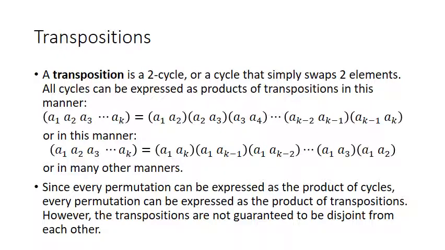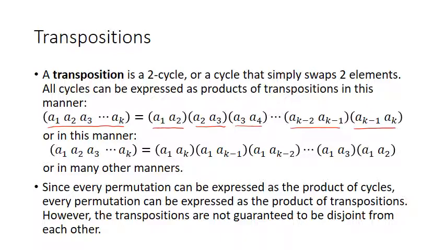Okay, so first let's define what a transposition is. A transposition is a two-cycle, or a cycle that just swaps two elements. All cycles can actually be expressed as products of transpositions, and there are multiple ways to do it. The first way here is probably the easiest to remember. If you have a cycle (A1 A2 ... AK), you can just break that down into (A1 A2)(A2 A3)(A3 A4) ... (AK-2 AK-1)(AK-1 AK). So everything pretty much stays in the same order.